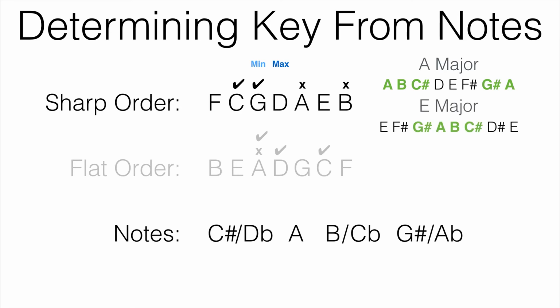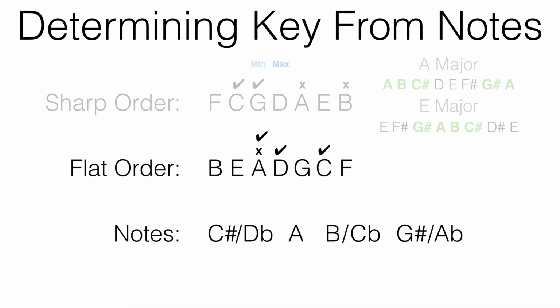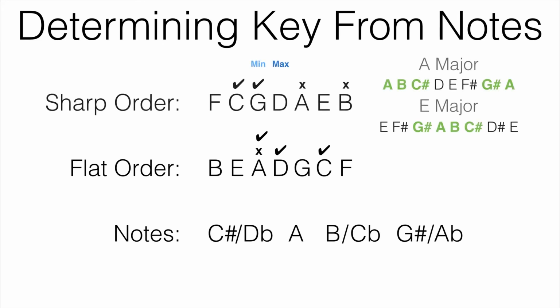How about for the flat list now? Well, with the flat list, we have a little bit of a contradiction. A is both X'd out and checkmarked. Since this contradiction has occurred, our notes definitely do not represent a flat key. Why? We can't have A and A flat in the same major scale. Every note must only be used once. So in conclusion, our only possible keys are A major and E major.